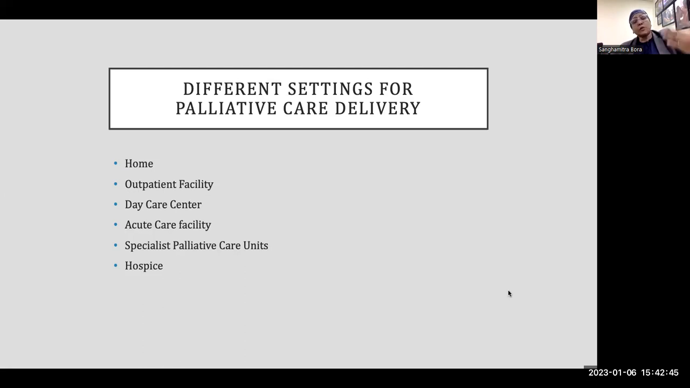Coming to more specialized forms, for example, if the patient is in an ICU setup for some kind of problem that has acutely set in, and the patient had to be admitted inside the ICU, you can actually deliver palliative care in the acute care facility. And then there are the specialist palliative care units, which are developed solely to provide specialist palliative care to our patients. And then we all know about hospice care.